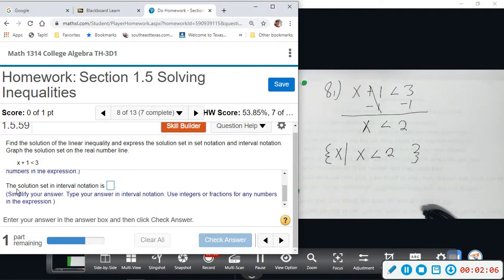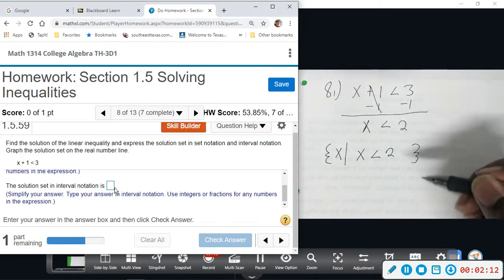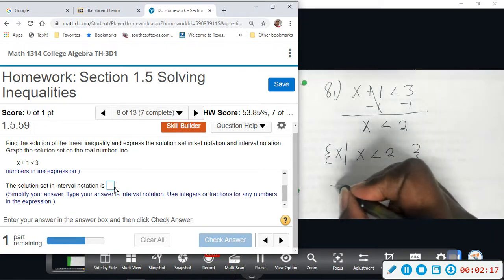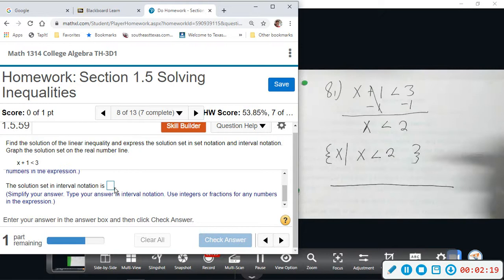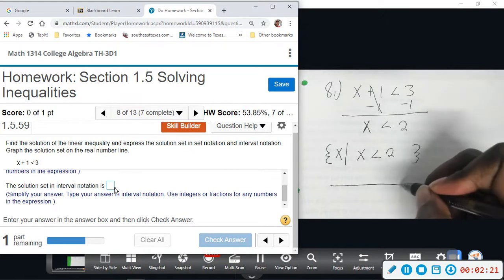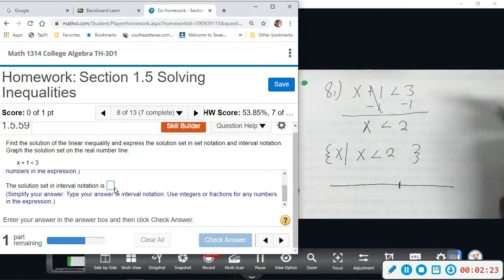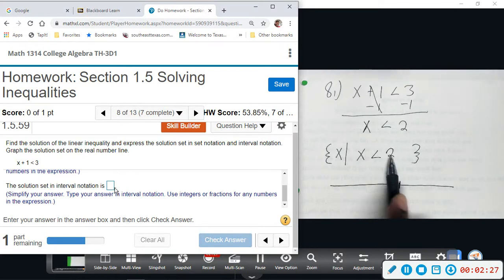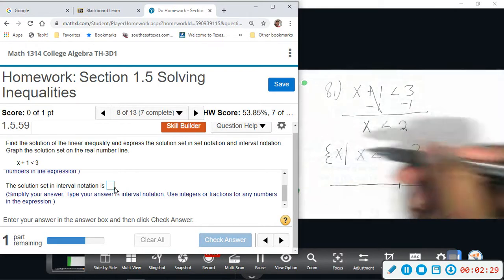Alright, now we want to do the solution in interval notation. In order to help you with interval notation, I like to do the number line first. So I'm going to do the number line, which is what they asked for last. Here's the number 2. That's the number 2 we have in question. All of your x's are less than 2, which means we're going to the left.